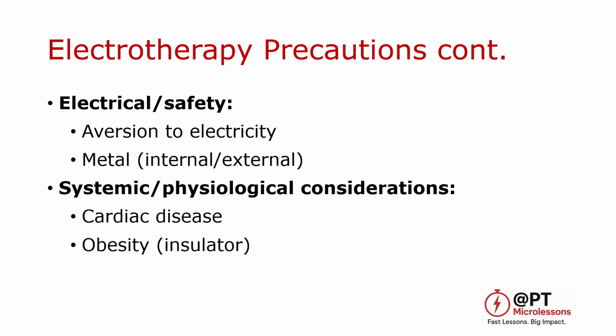Now consider systemic and physiological factors. With cardiac disease, we need to be cautious, especially with electrode placement and overall stress on the system. Obesity can act as an insulator, which may reduce the effectiveness of the current and require adjustments in intensity to achieve the desired response. So in these cases, the goal is not to avoid treatment entirely, but to modify it based on the patient's presentation and response.